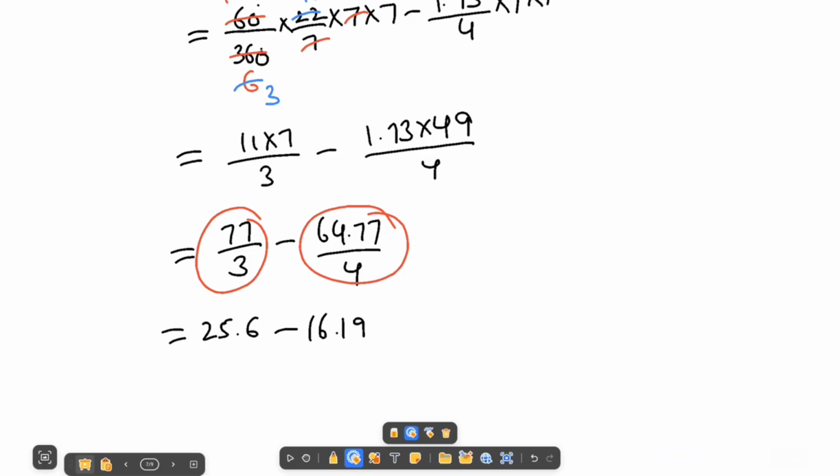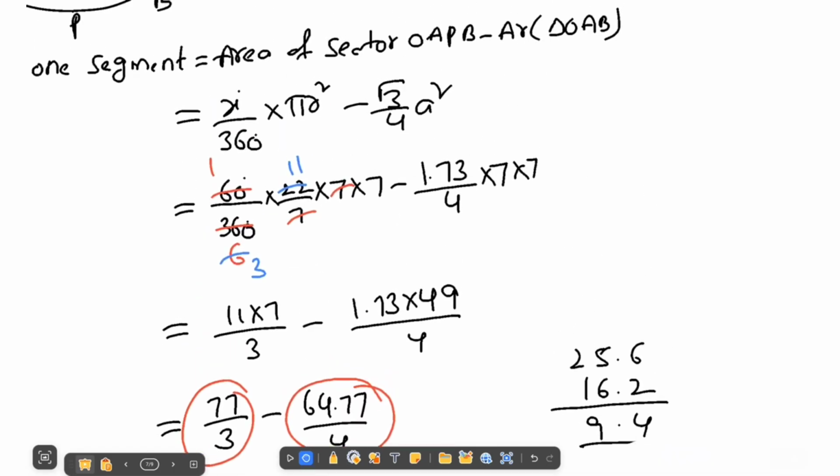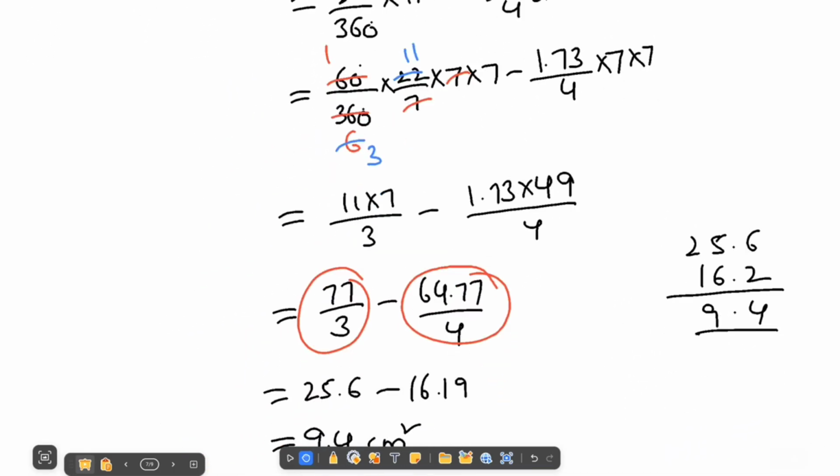Now here, 25.6 and 21.19, we can take 21.19 as 21.2. So right. Now 25.6 minus 21.2, it is equal to 4.4. So 4.4 centimeters square. This is the area of one unshaded region. So this is the area of one unshaded region, right? Area of one segment. Yes.